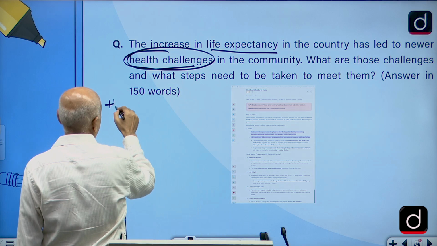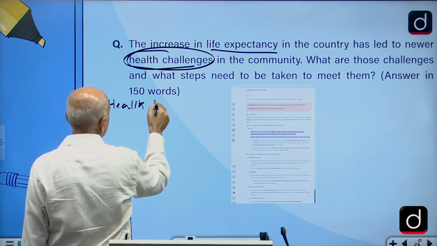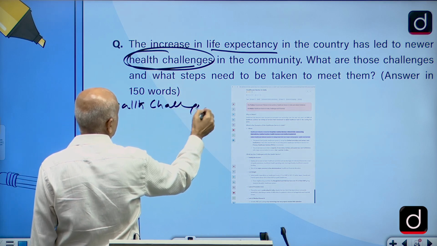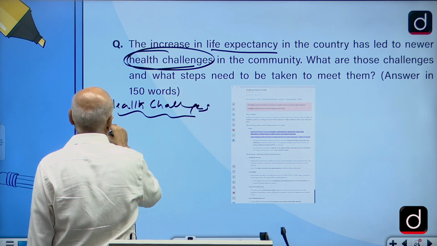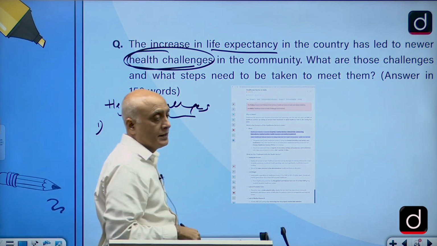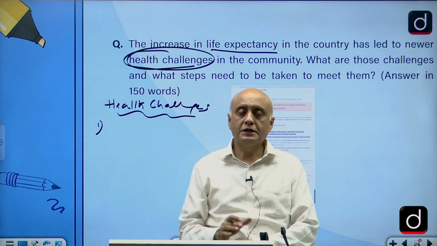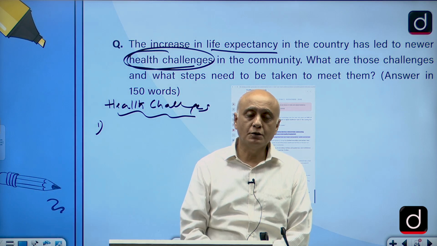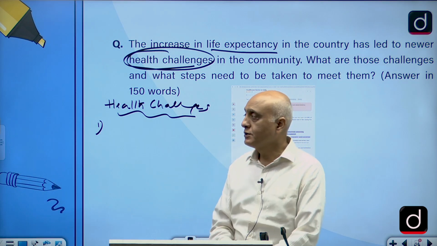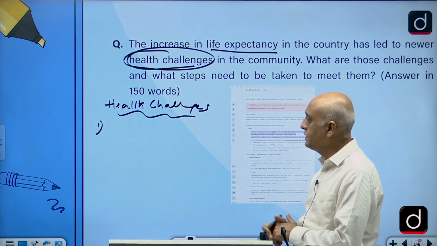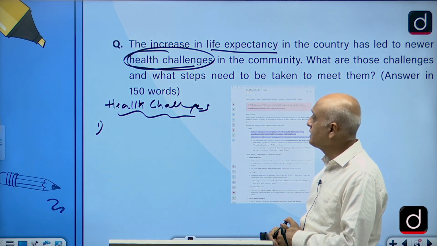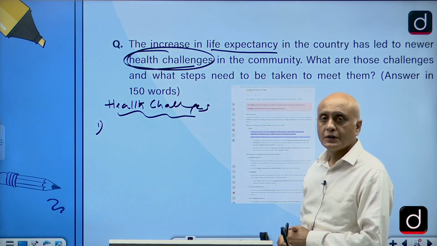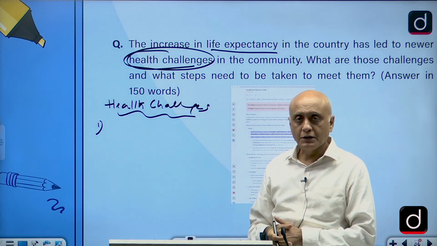So the first section: India has a life expectancy of almost 70 years now. Earlier, this was almost 54 years. So when this has increased, what type of challenges do you have? This is the first part of the question.